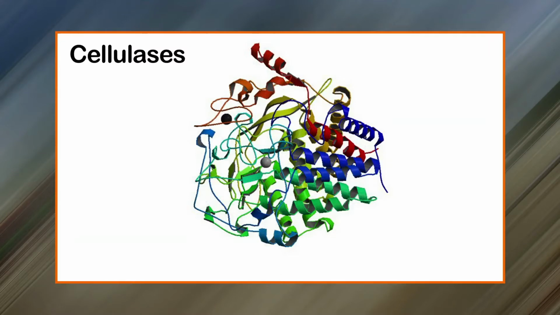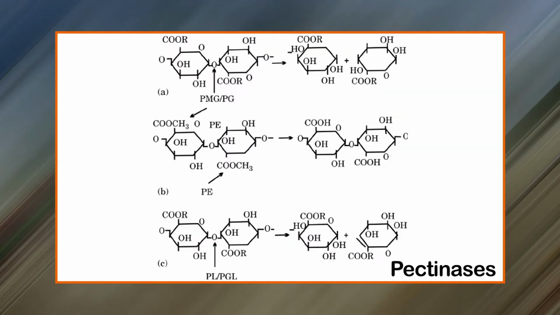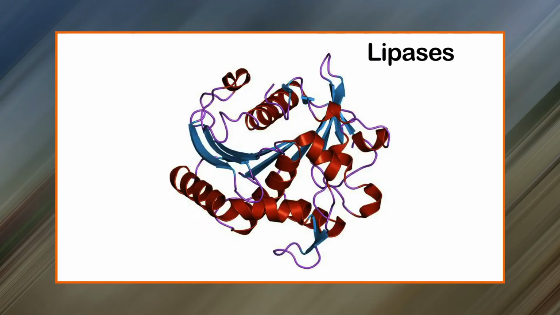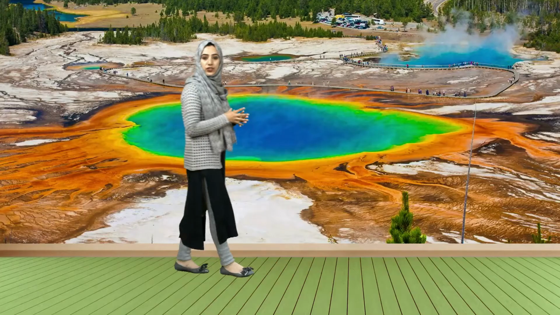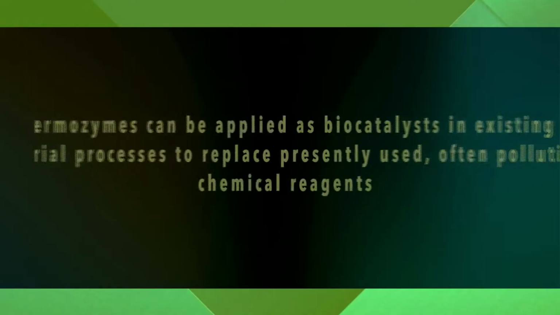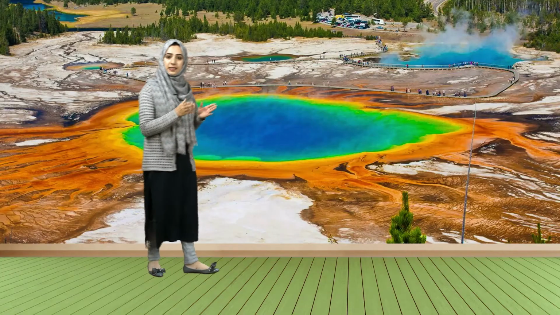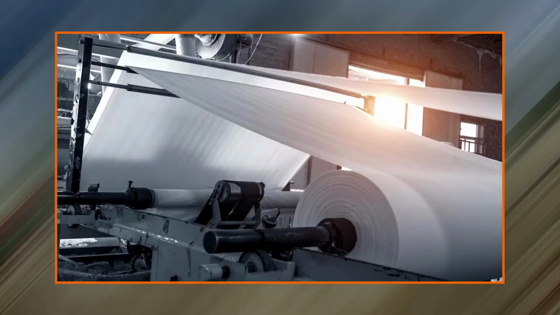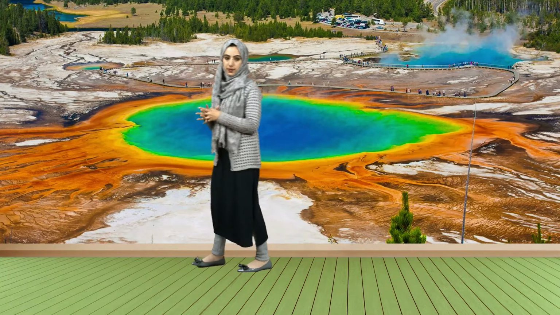Examples of thermozymes include cellulases, amylases, xylanases, proteases, pectinases, keratinases, lipases, esterases, catalases, peroxidases and phytases, which have great potential for application in various biotechnological processes. Thermozymes can be applied as biocatalysts in existing industrial processes to replace presently used, often polluting chemical reagents. This is especially true for the pulp and paper industry, which has problems with aggressive waste from the bleaching process.